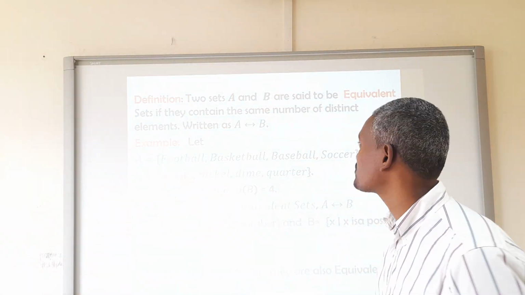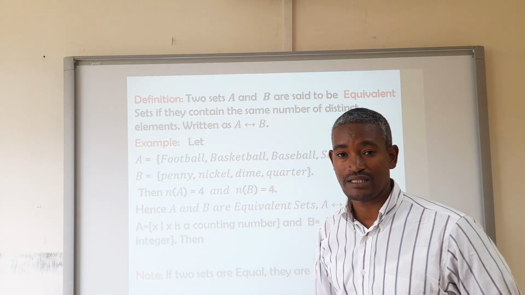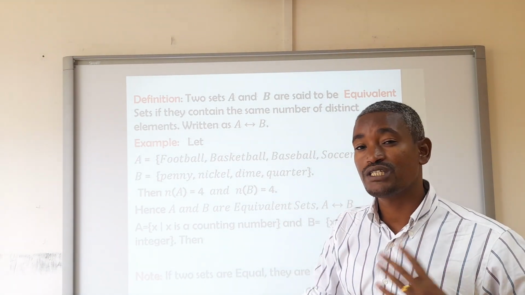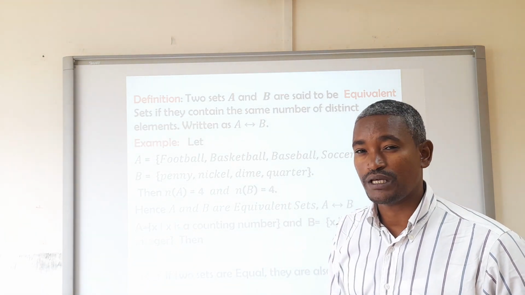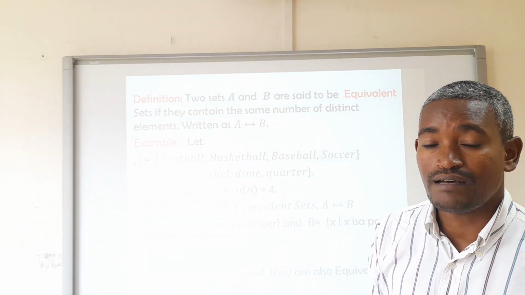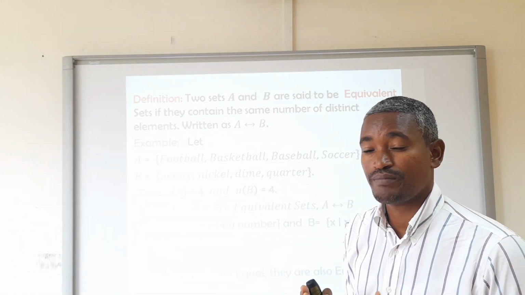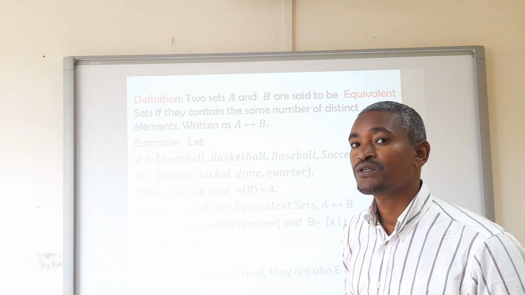Two sets are said to be equivalent if they contain the same number of distinct elements. They may not have identical elements in the two sets, but the number of elements in those two sets should be the same.